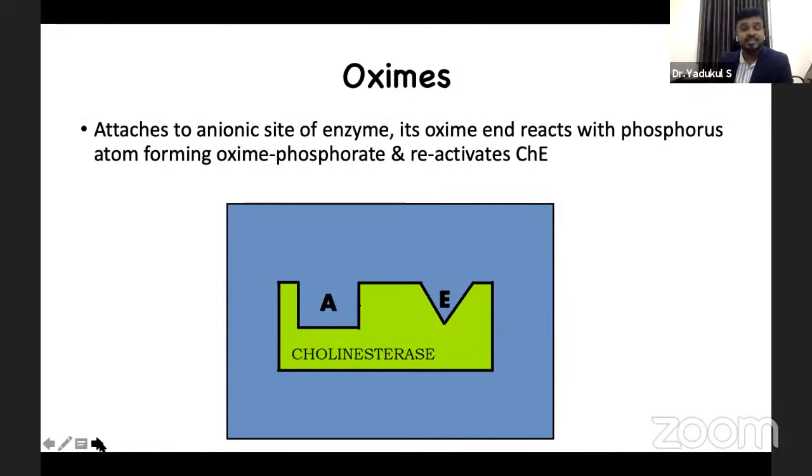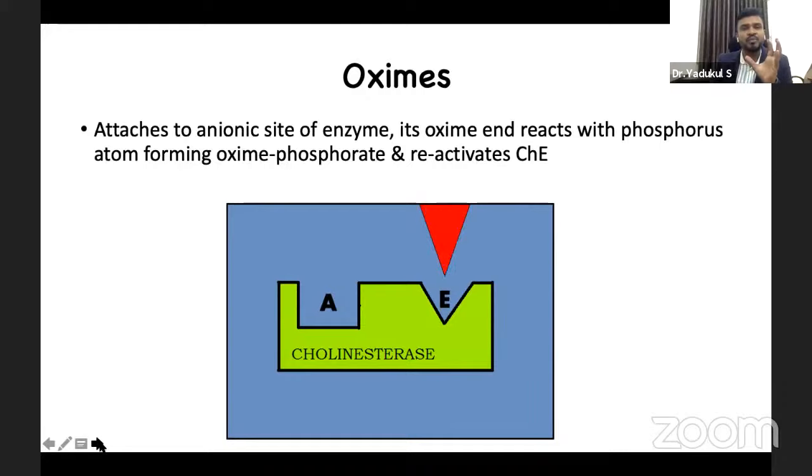So what the oxime does is attach to the anionic site of the enzyme. Its oxime end reacts with the phosphorus atom, forming oxime phosphonate, and reactivates the cholinesterase. You can see the picture here. There is the anionic site and the esteric site. The green color you are seeing is the cholinesterase. A is the anionic site, E is the esteric site.